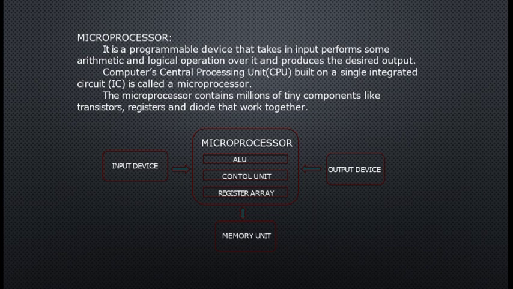Microprocessor. In the microprocessor, there are various components, and the main component is the central processing unit. This is the central processing unit: input device, arithmetic logic unit, register array, output device, and also the memory unit.